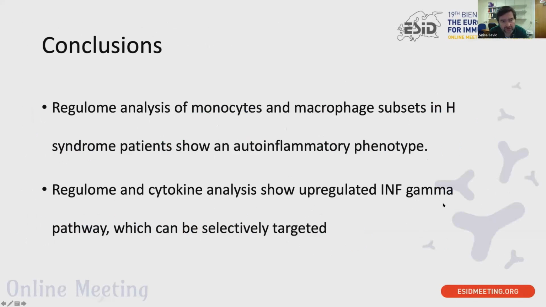So in conclusion, cellular analysis of monocyte and macrophage subsets in H syndrome shows that these patients have an autoinflammatory phenotype. Cytokine analysis shows an upregulated interferon gamma pathway, which can be selectively targeted these days.